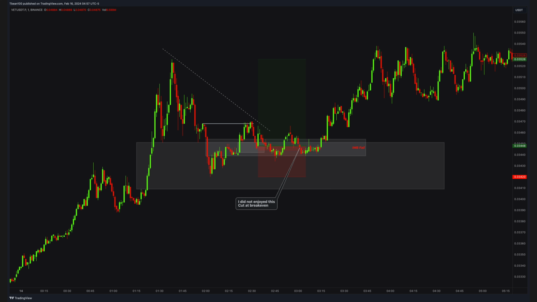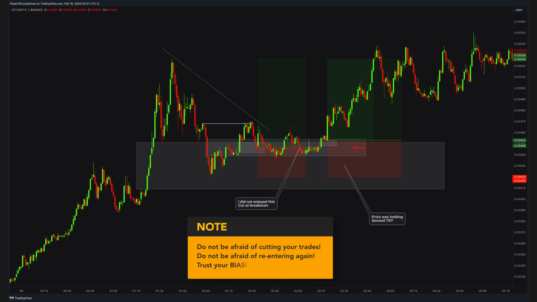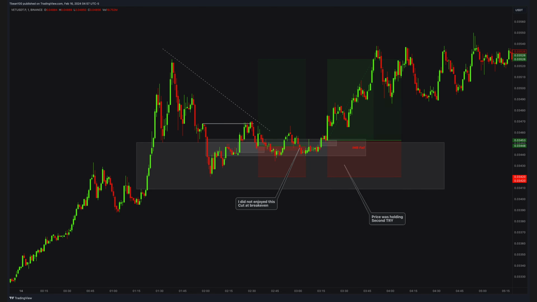I was watching the price from now on. Notice this tiny imbalance here, it pushed the price up, and the price pulled back to the imbalance. Right after that, I took my second chance right around here. I trusted my main bias. Remember, your first trades sometimes will fail. Nothing wrong with it. Sometimes I have horrible entries. I cut those trades if possible and wait for my second chance.